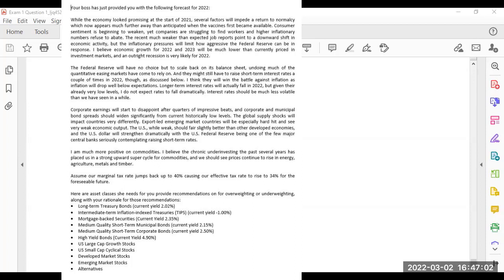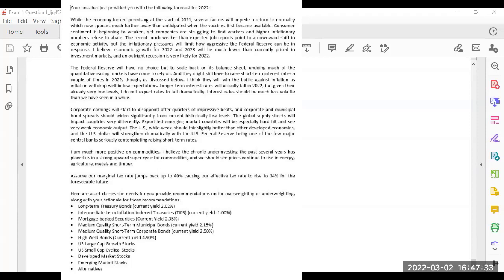The global supply shock will impact countries very differently. Export-led emerging countries will be especially hard hit and see very weak economic output. Emerging markets the worst. Let's see how Europe is going to do versus the US. The US, while weak, should fare slightly better than other developed economies, and the US dollar will strengthen. All right. US best.